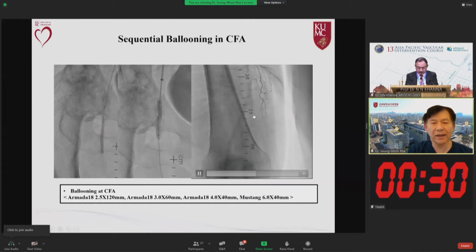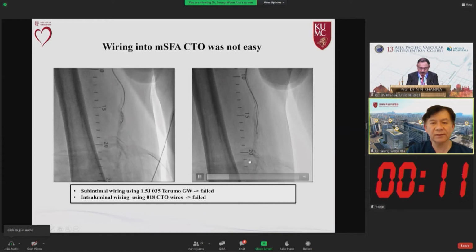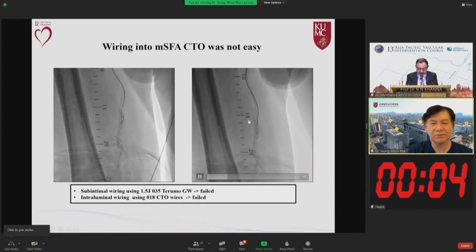Not so focal area, but the dense calcium is the problem. So this mid SFA CTO was not easy to cross by the usual wire. Every CTO wire, from the Asahi CTO wire to the Abbott CTO wire, everything failed. Subintimal tracking, soft Thermo 1.5J, stiff Thermo, the subintimal calcium neglect strategy, everything failed.